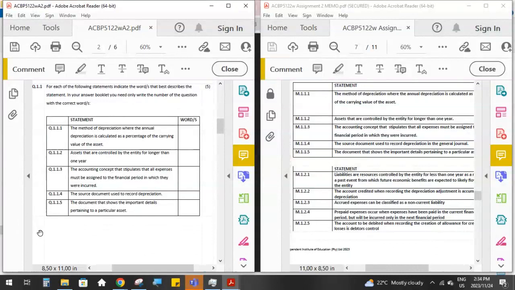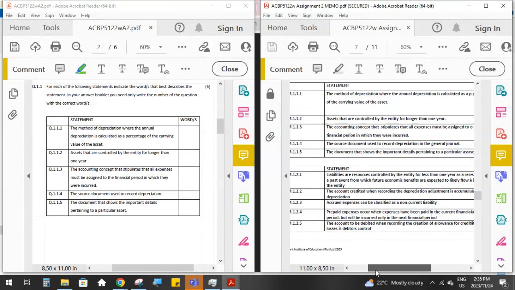First question 1.1. 2 parts to the question, 5 marks each. The first one, for each of the following statements, indicate the words that best describe the statement. And in your answer book, you only need to write down the number of the question with the correct word or words. So they were looking for a word, a definition, a little description, just to show that you understand exactly what the statement is. So they've basically given us a definition, and we've got to say, what is this a definition of?